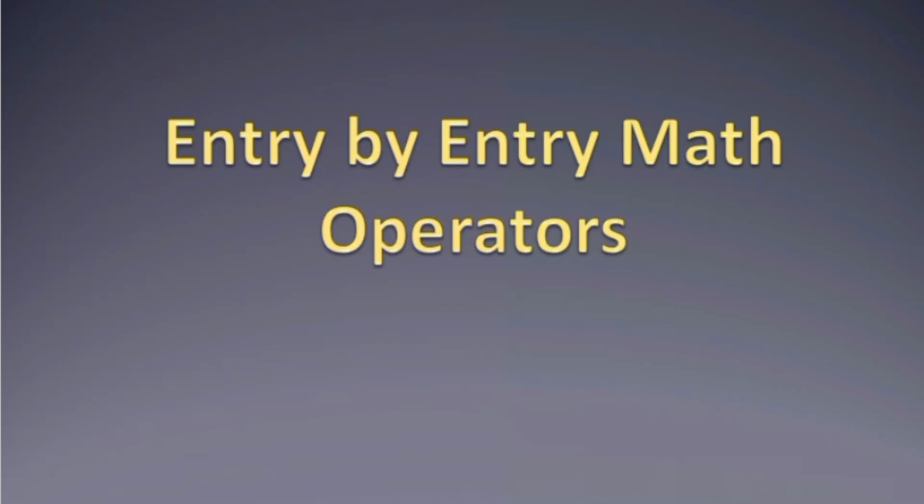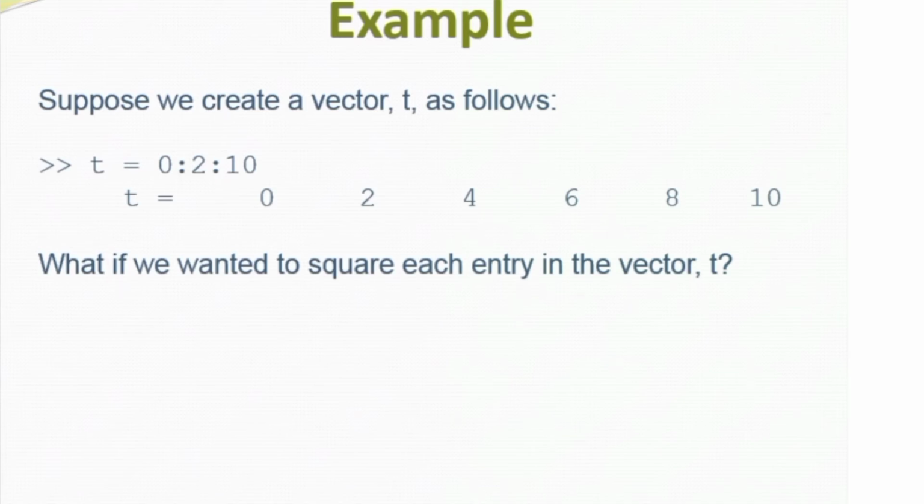So now we're going to go into a little bit about array operations. We're going to talk about entry-by-entry math operators provided by Matlab. All right, so suppose I create a vector t. I have t equals 0, 2, 10. So I know this is going to give me a starter value of 0, an increment of 2, and I'm not going to exceed 10. And in this case, my last value actually ends up 10 because I have that nice even increment of 2. What if we wanted to square each entry in the vector t? What would you guess that you would do?